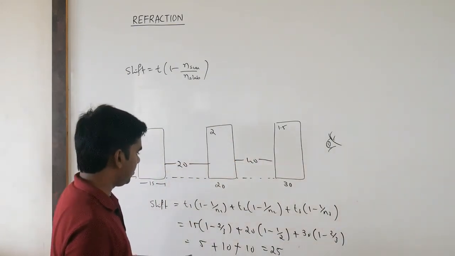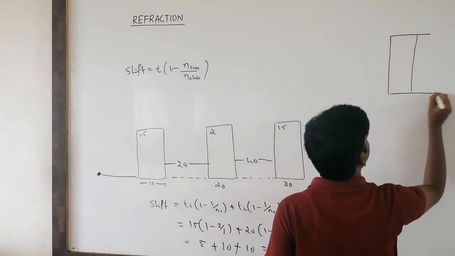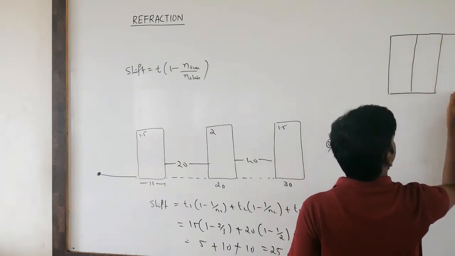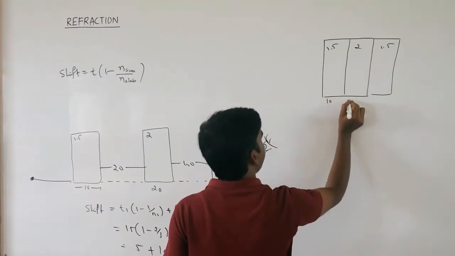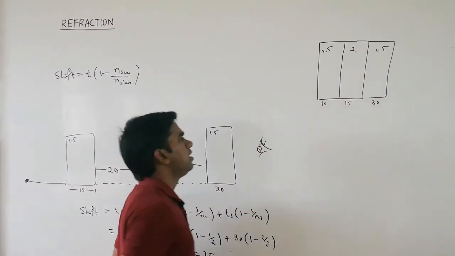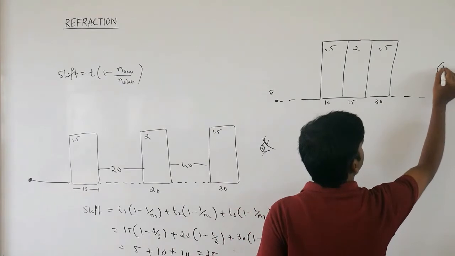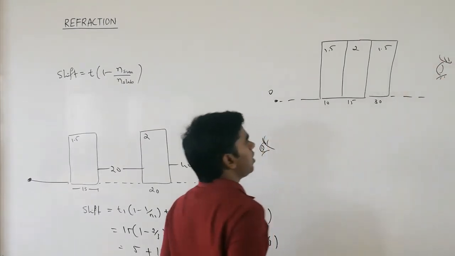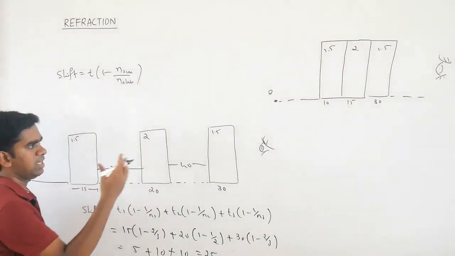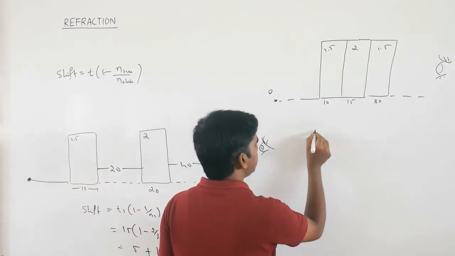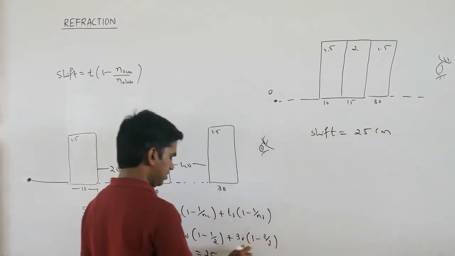Instead of giving gaps in between, if you join these three slabs, of 1.5, 2 and 1.5, with thicknesses 15, 20 and 30, and the observer is on this side, what will be the shift? Remember, whether they give a gap between the slabs or combine them, the shift will not change. The shift is going to be again 25 centimeter only, same as before.